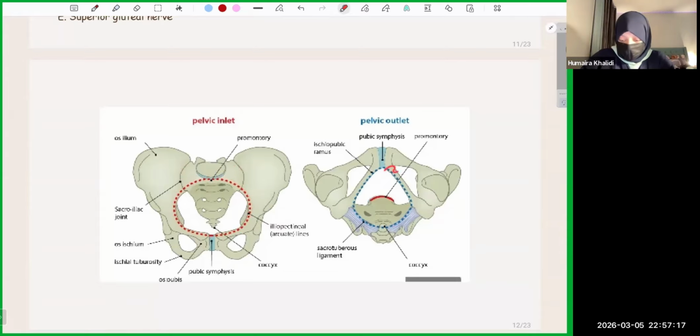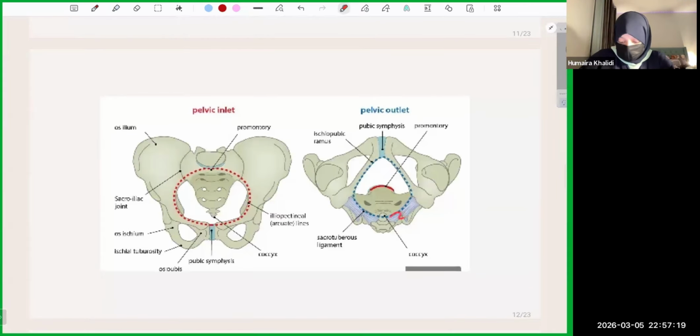Okay? The pelvic outlet, you're going to have the coccyx, the sacrotuberous ligament, because it's the one down. It wouldn't be the sacrospinous because sacrospinous is up. And you have the ischiopubic rami. Okay? And you have the pubic symphysis. Now, let's move on to the next one.